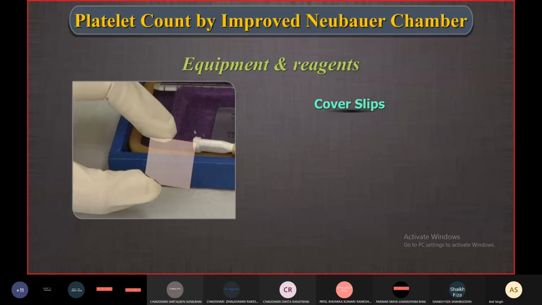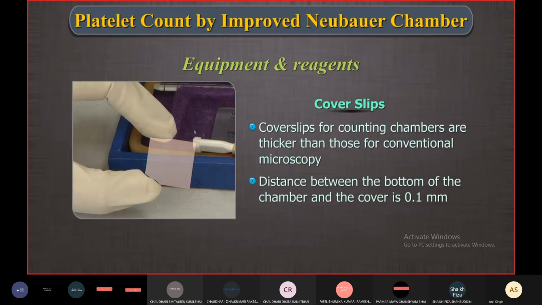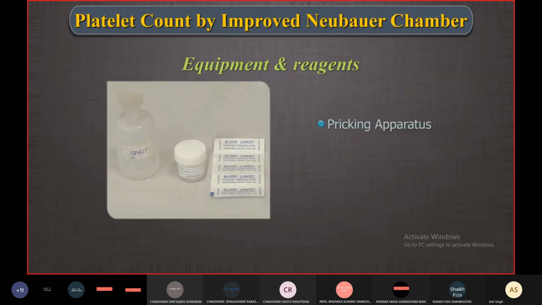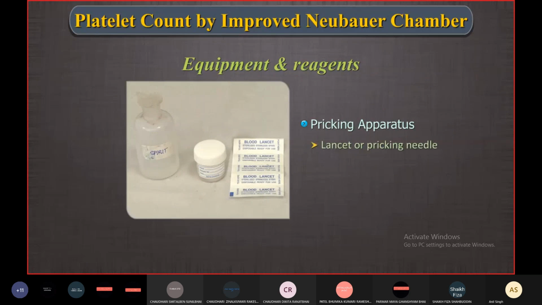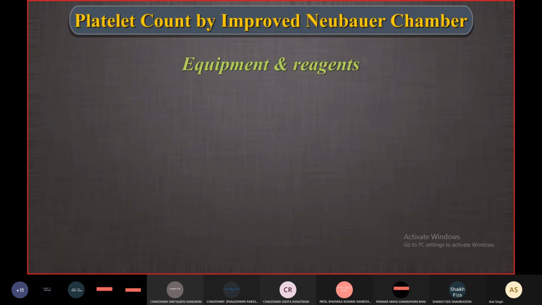3. Cover slips. Cover slips for counting chambers are specially made and are thicker than those for conventional microscopy. They are so designed that the distance between the bottom of the chamber and the cover is 0.1 millimeters. 4. Pricking apparatus comprising of lancet or pricking needle or syringe needle or evacuated tubes. 5. Spirit swab. 6. Diluting fluids.